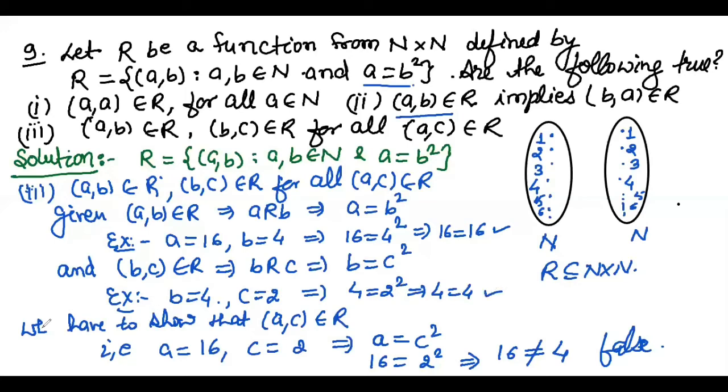Then we have to show that AC also belongs to R. This is the important part. So elements we have A equals to 16, C equals to 2, AC I'm taking. So A equals to C square. So A is 16 and C is 2. Yes, we can see that A not equals to 4. So this is false, not possible for this condition.